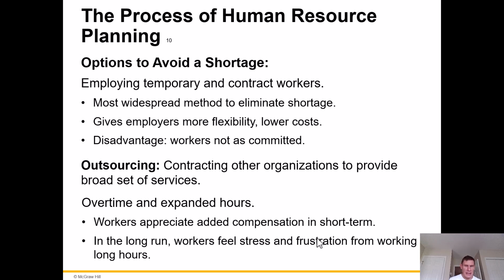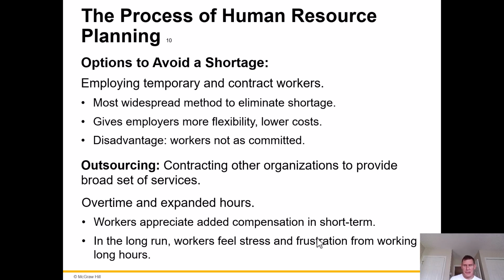So overtime and expanded hours: workers will appreciate added comp in the short term, but some manufacturing companies do this. They'll put people on permanent overtime because they don't want to pay more for hiring more workers. So they'll just take the workers they've got and give them more overtime. Some people like the idea of overtime because it's optional, right? I don't have to do it, but some companies will pretty much force you to do it. Manufacturing is kind of notorious for that.